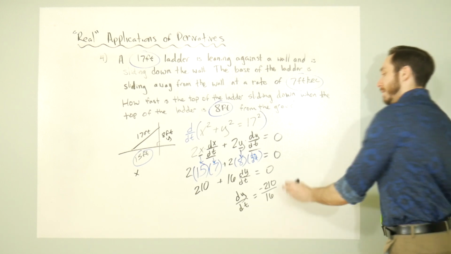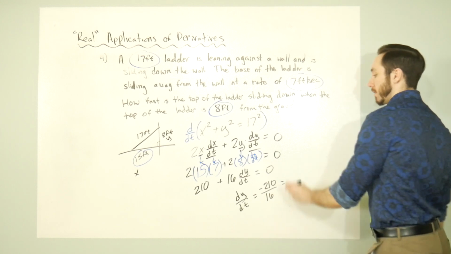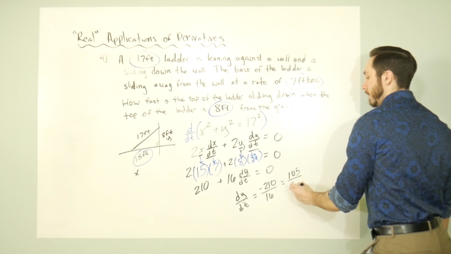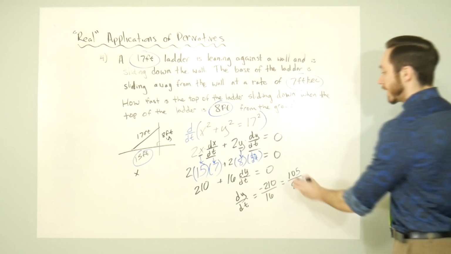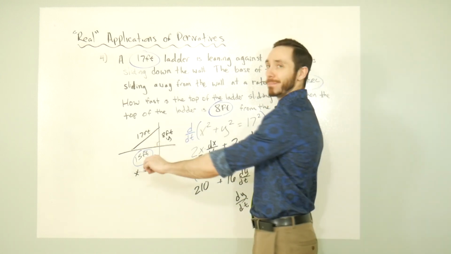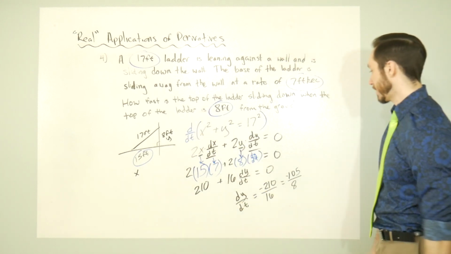Divide by 2, divide by 2. So that would be 105 over 8. Okay. Makes sense that it's negative because I'm sliding down. My rate is downward. Heads up on that.